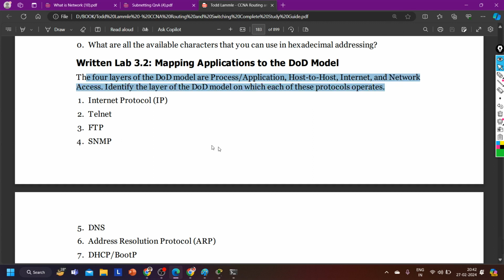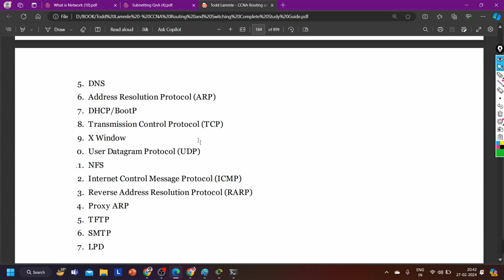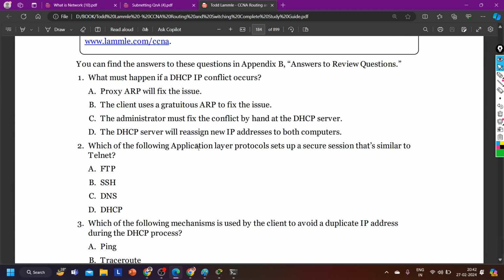What is the answer to this question? The four layers of the model. Well, leave this question for a minute. See these questions. DSCP, IP.